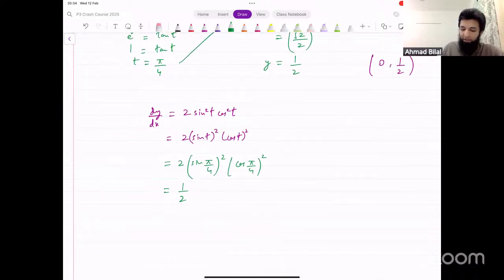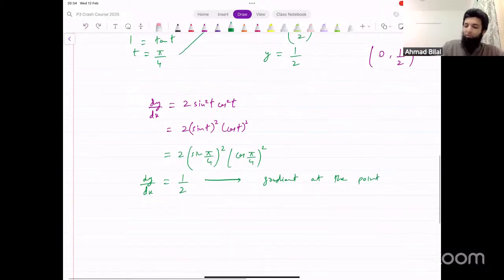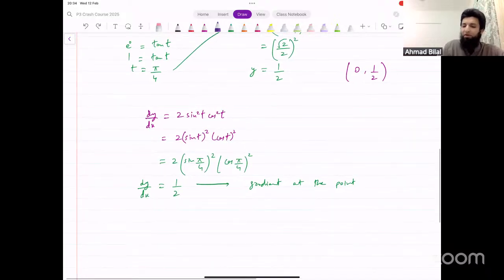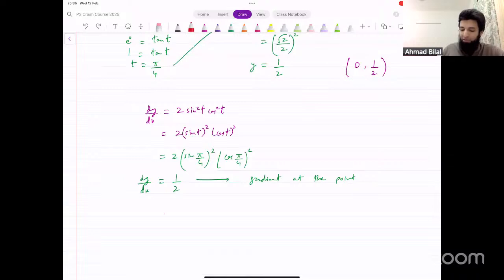The gradient of the curve turns out to be this. So we have a point, we have the gradient, and that point happens to be the y-intercept as well, right? The x coordinate is 0. So we can just use y equals mx plus c here. Y equals 1/2 x plus the y-intercept. This is going to be c.